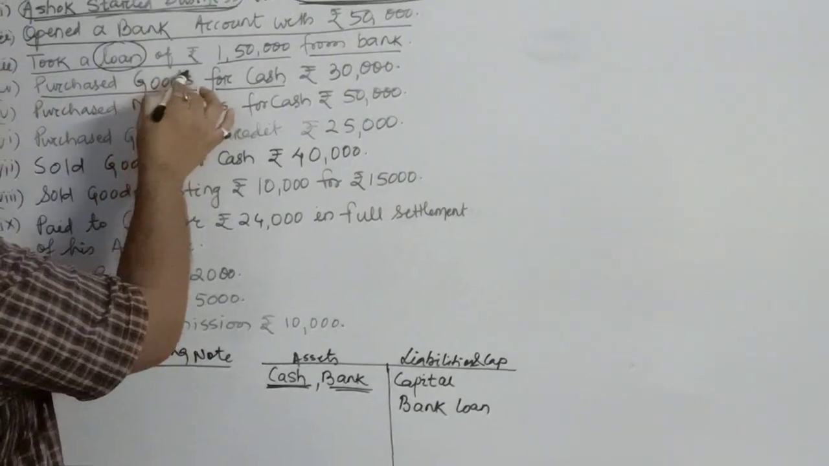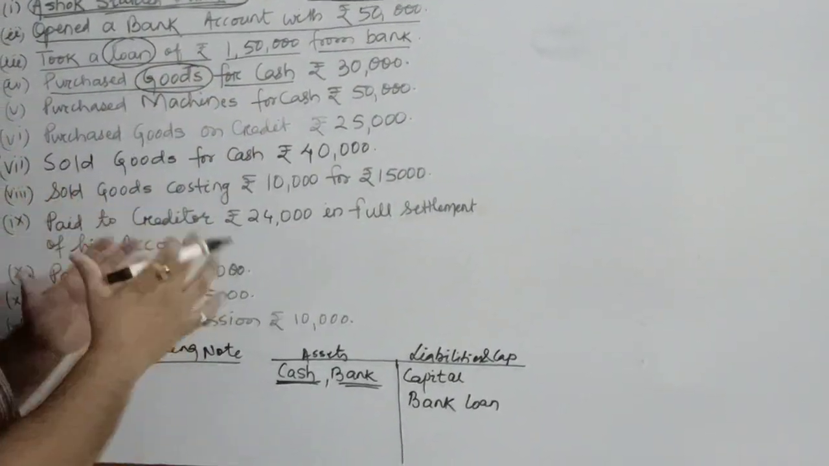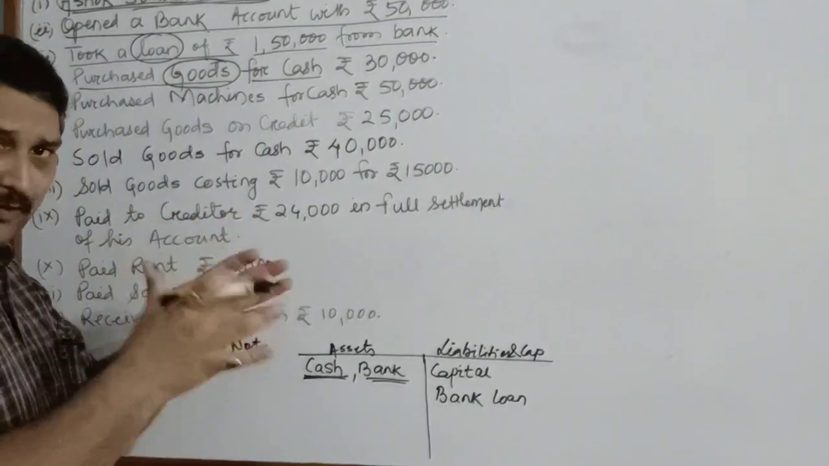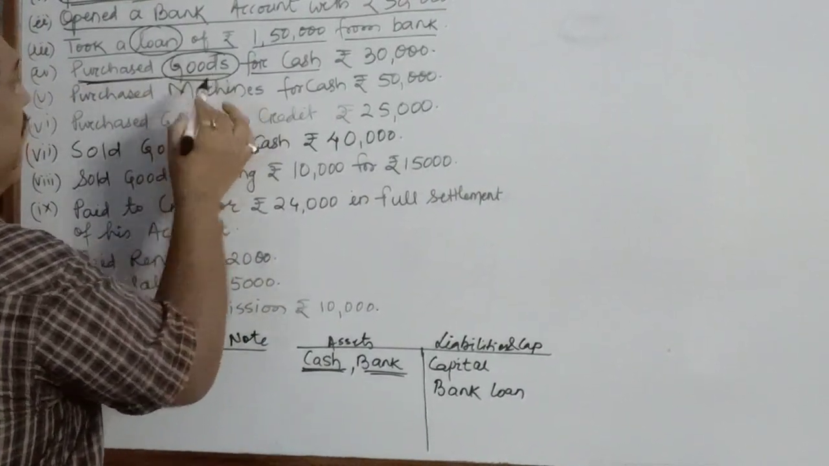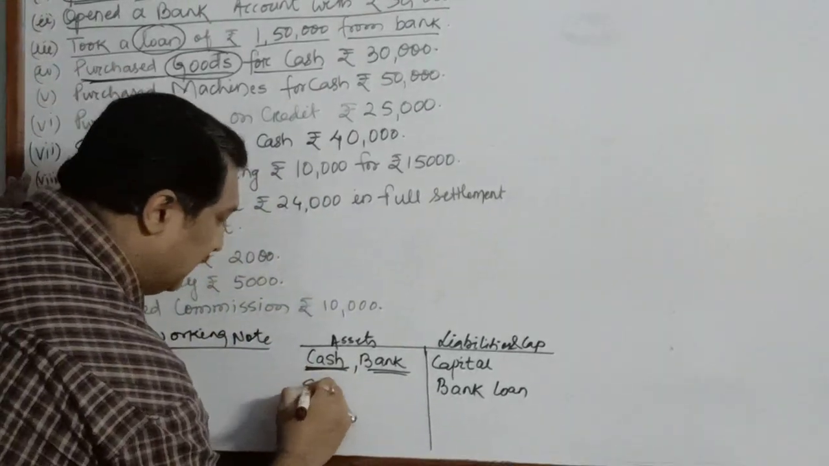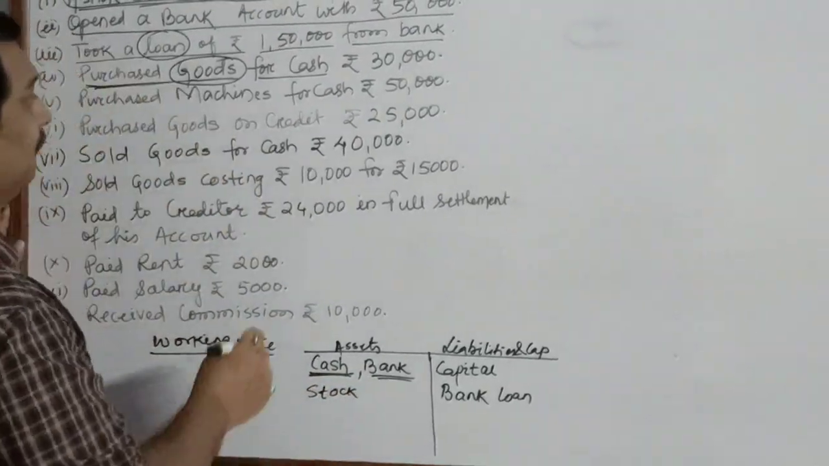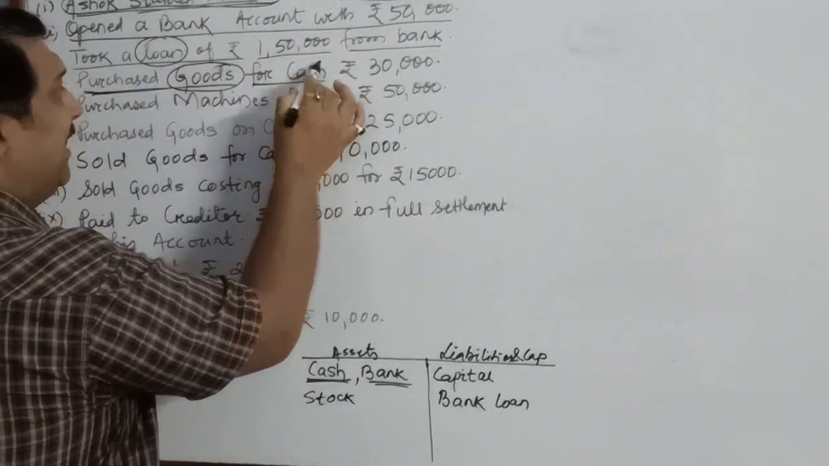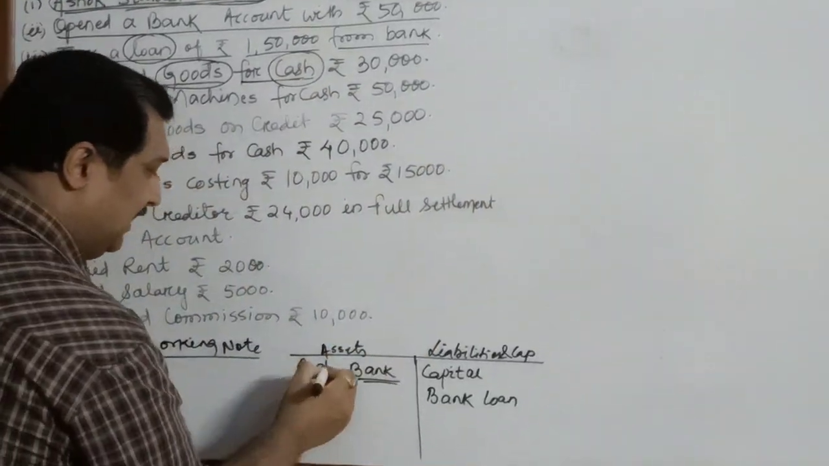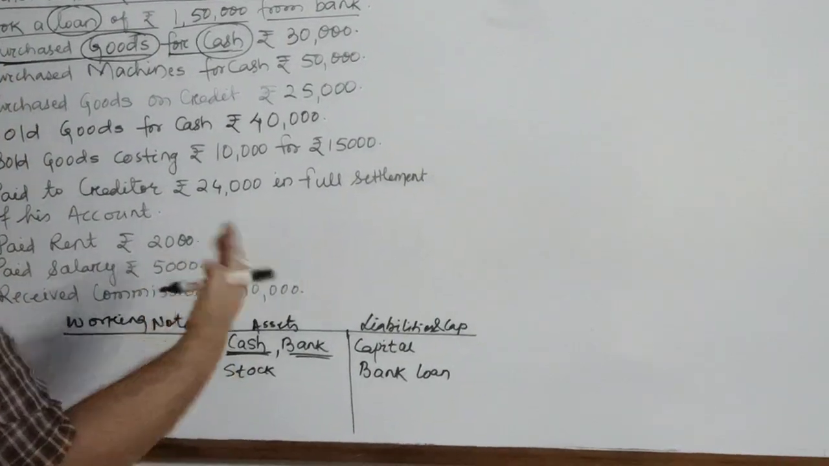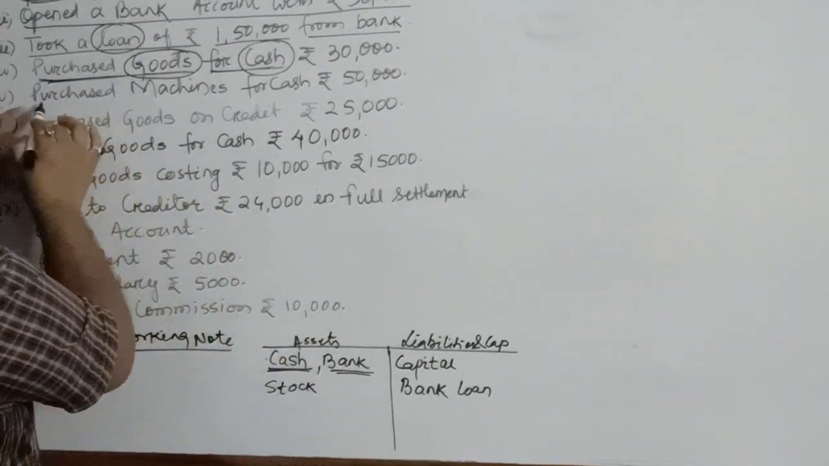Now you have purchased goods for cash. So whenever there is the term goods, please consider it as stock for this particular chapter. So what will happen when you purchase goods? Your stock will increase, and stock is your asset. And when you are buying for cash, that means you will pay cash. So your cash will decrease. You have already written cash, so need not write it once again.